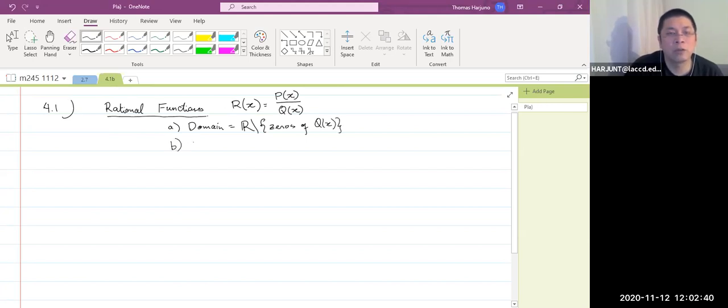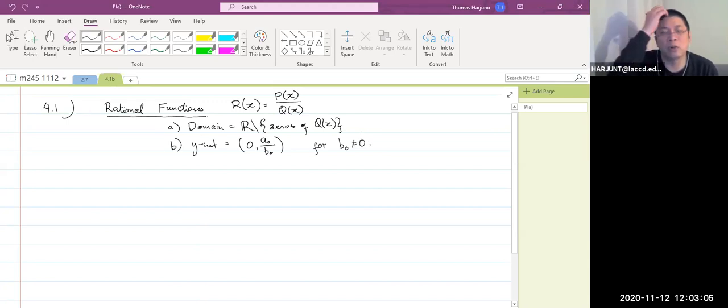Now then how about the y-intercept? Well, basically you plug in x equals 0 into the function, right? But you will see that will be 0, comma, the constant on the top over the constant at the bottom. Of course, the constant at the bottom is not equal to 0. Basically, 0 has to be in the domain of the rational function.